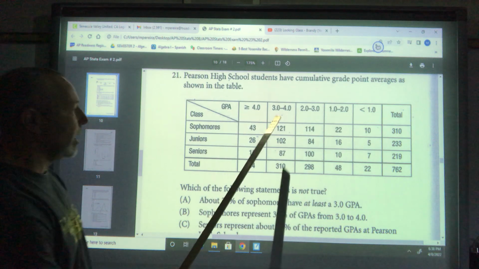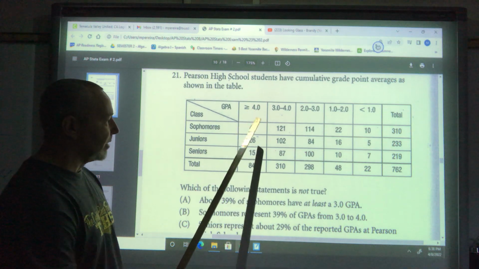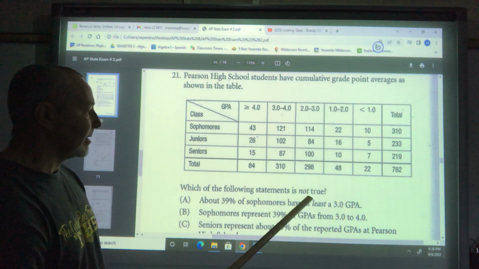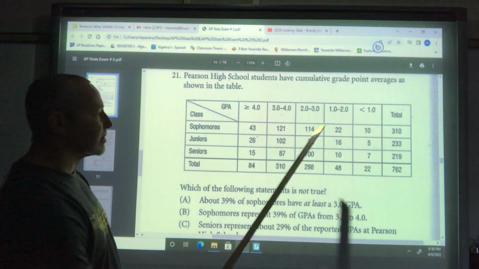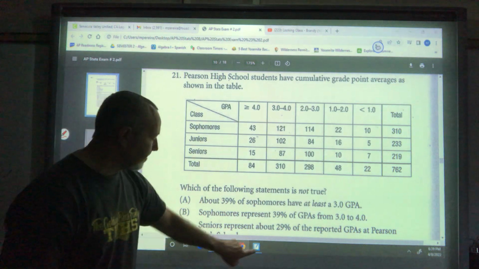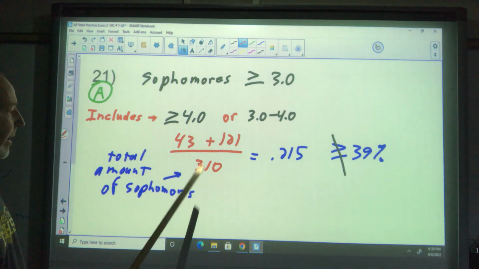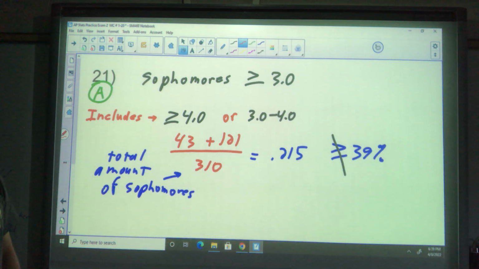So at least a 3.0 would include, for sophomores, those 121, or they could belong to this group, 43. So the total sophomores that have a GPA that is at least 3.0 is 121 plus 43, or 164 out of the total of sophomores, which is 310. So let's take a look at that really quick. Greater than 3.0 includes those two categories, and those are the amount of sophomores in each one. That ends up being 21.5%, which is not greater or equal to 39%. And again, 310 is the total amount, we're only talking about sophomores.